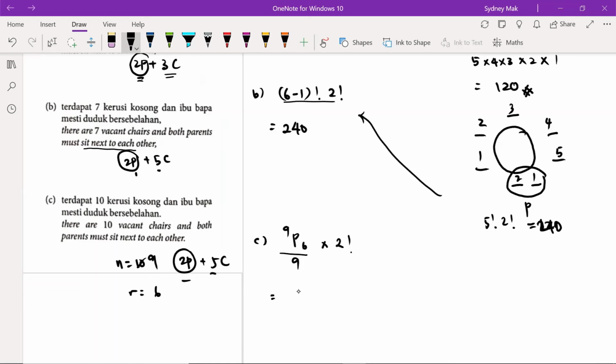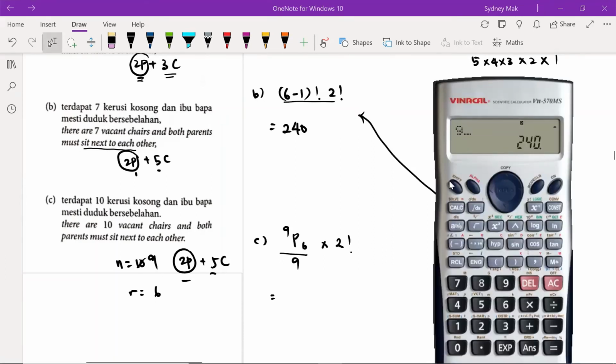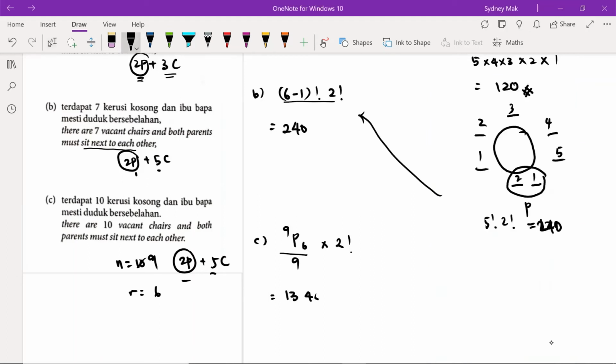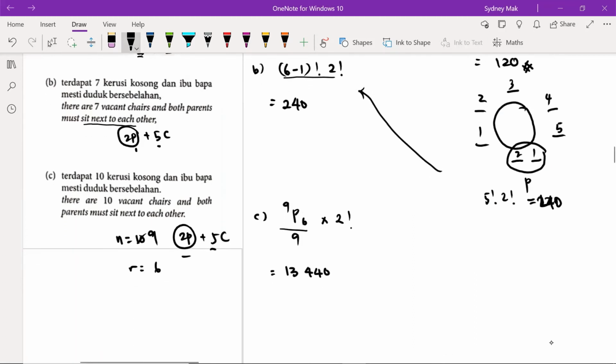Okay, let's check the answer. So we have 9P6, and then divided by 9, because we have 9 chairs along, and then times 2 factorial. So 13,440. Now again, if we were to use the fill in the slot method.